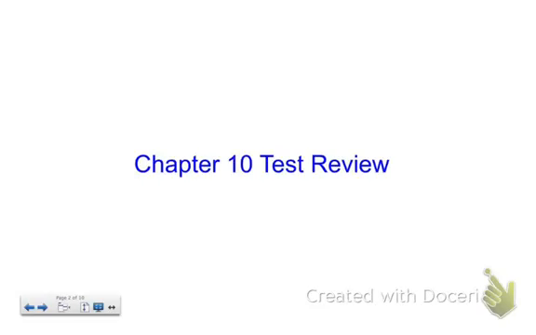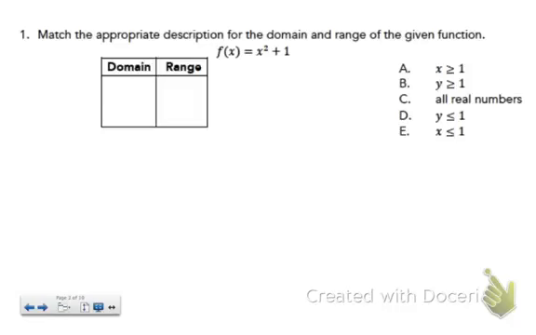Okay, this is the test review for chapter 10. Number 1 says, match the appropriate description for the domain and range of the given function.